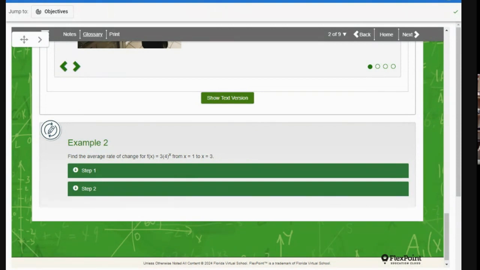All right. I'm going to switch over here. Oh, and they want to know from x equals 1 to x equals 3. Nobody knows average rate of change. I was just looking at the chat. Average rate of change. What's another word for that?